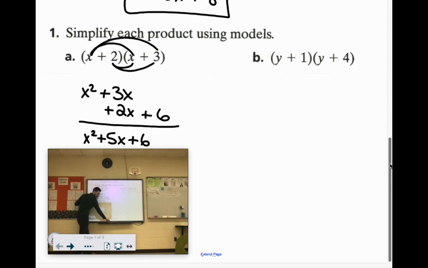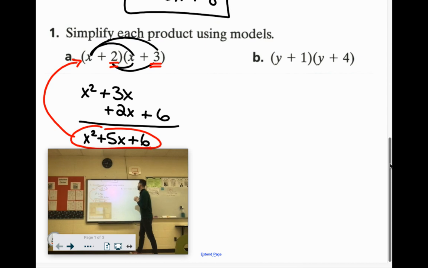Now, I'm a bit of a fortune teller, and I know that down the line, you're going to be given this, and you're going to have to turn it back into this. So check out some numbers here. 6, the last number, is what you get when you multiply the last numbers here. So these two numbers multiply to 6, and look at the middle number, 5. How can you get 2 and 3 to be 5? You add them. So they multiply to the last number, add up to the middle number. Oh, that's fun.